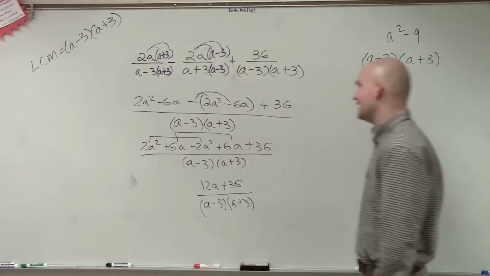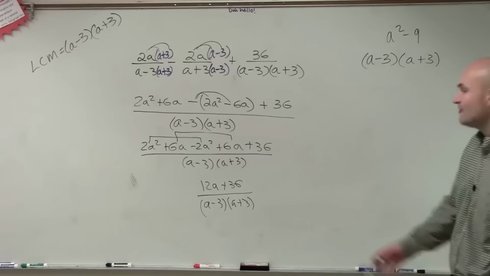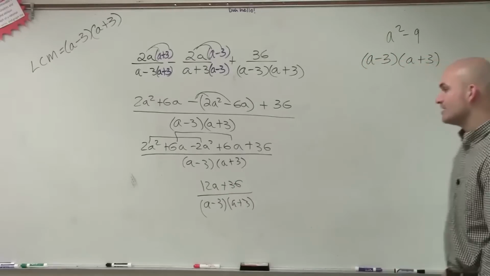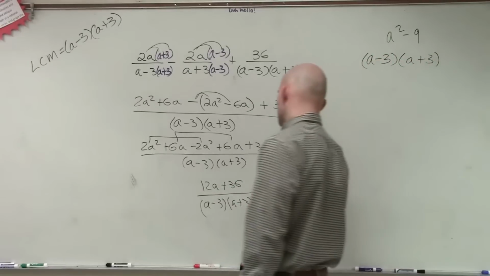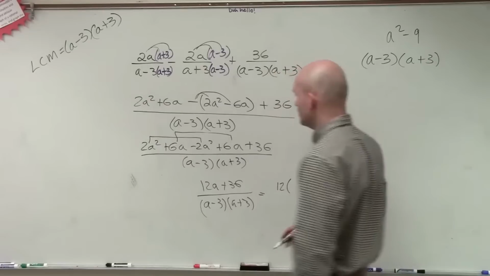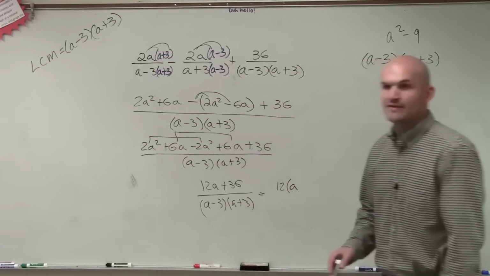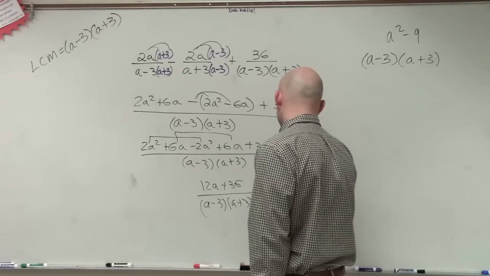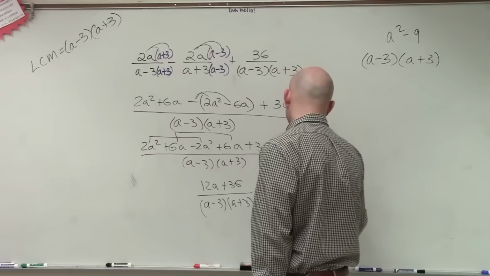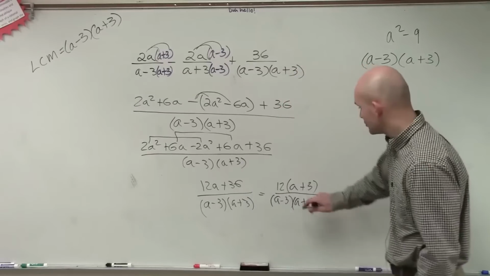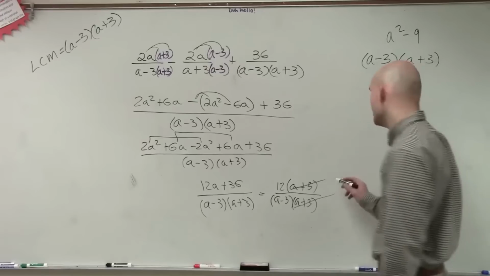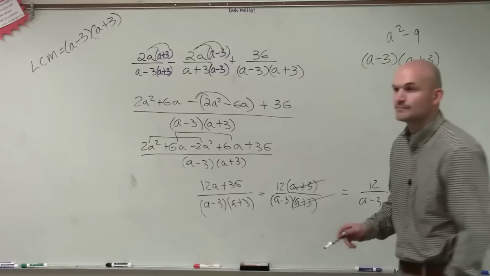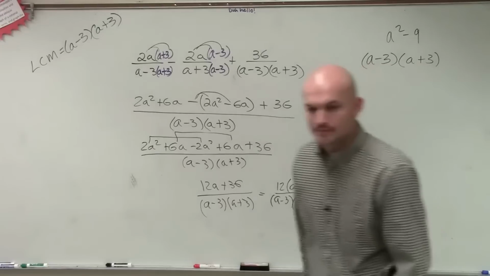Okay? And then what we could always do is see if we can factor our numerator, right? We notice these have a common factor. So if I factor out a 12, I'll be left with a, and then 12 goes into 36 how many times? Plus 3, all over a minus 3 times a plus 3. And since we're multiplying these terms, these are going to divide out to 1. So that leaves me with my final answer of 12 divided by a minus 3. Okay? That's your final solution.